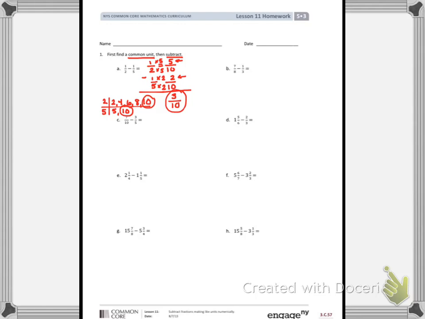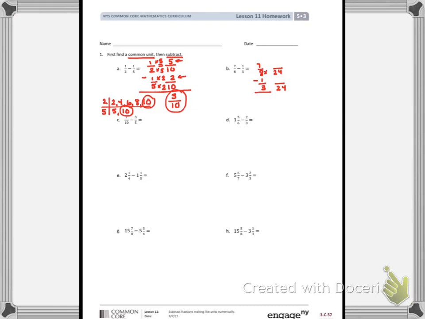So let's continue on to B. The problem is 7/8 minus 1/3. We're going to find a common denominator. So if we count by 3's and count by 8, we can get both of the denominators to 24. So we want to make them equivalent.